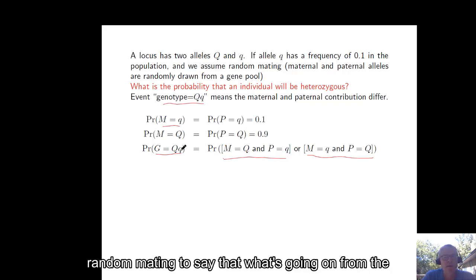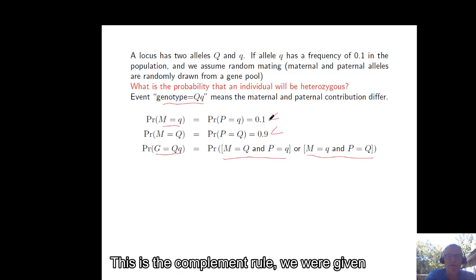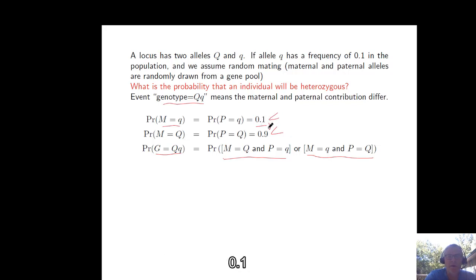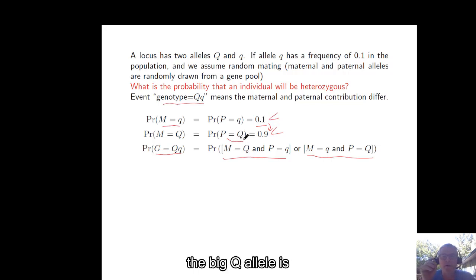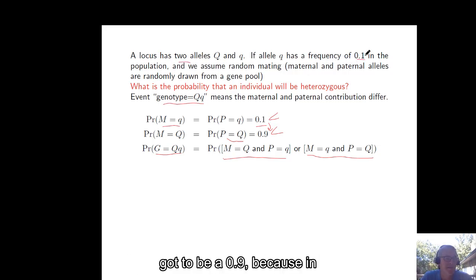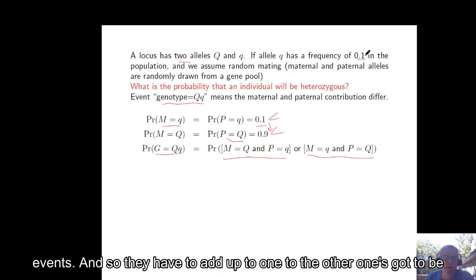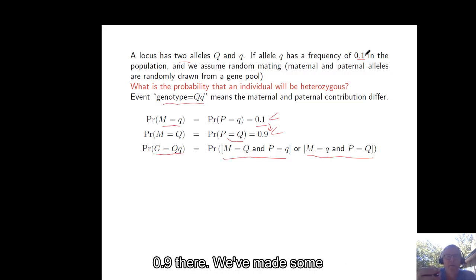So once again, we use this random mating to say that what's going on from the paternal contributions is equal. And this is the complement rule. We were given 0.1, but from that we know the frequency of the big Q allele is 0.9, because there are only two alleles, and one of them is at 0.1, so the other one's got to be at 0.9, because in the sample space of drawing an allele, you've got only two events, and so they have to add up to 1. So that's how we get that 0.9 in there, and we've made some progress.